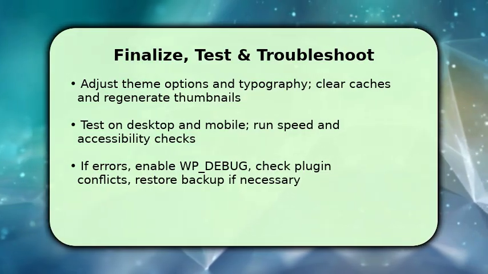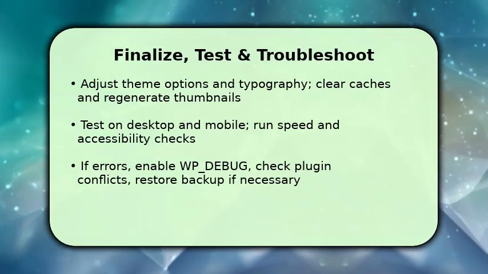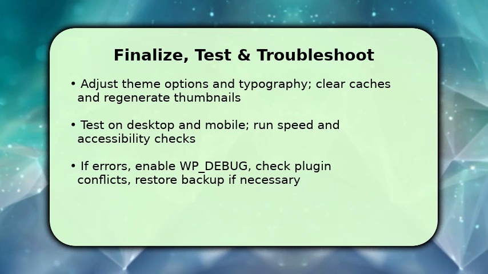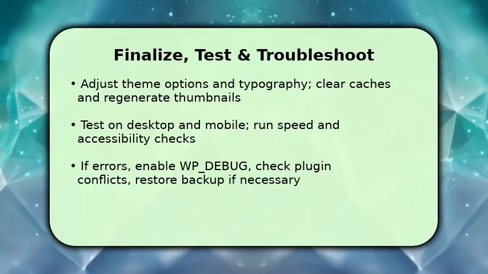If something goes wrong, enable WP Debug to capture errors, deactivate plugins to identify conflicts, and revert to your backup if needed. One key tip: plugin conflicts are the most common culprit. Rule them out first.